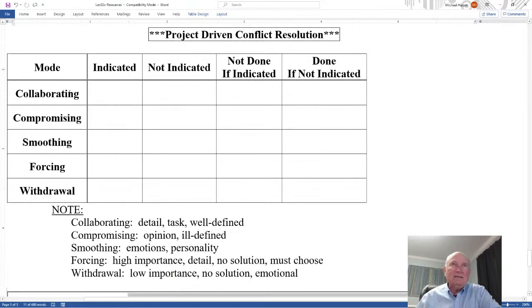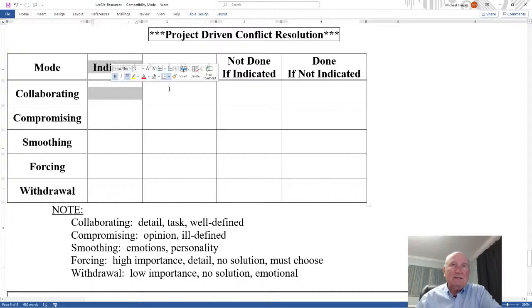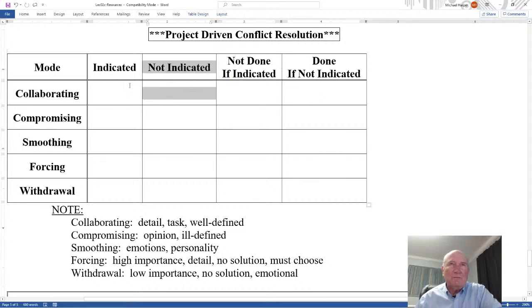And here, if collaborating is indicated and you do it, this is the definition of success. But what if collaborating is not indicated and you do it? What problems could there be? If it's indicated but you don't do it, you should be doing it but you don't, then what problems will you see? And if you do it but it's not indicated, then what problems should you have?